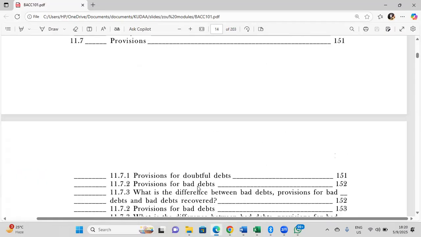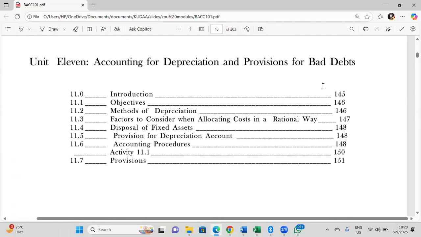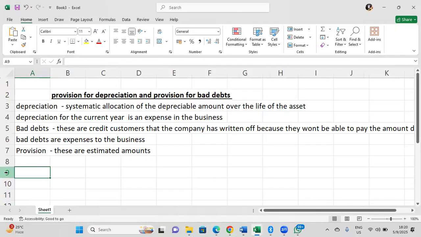Okay, let's go to our module briefly and check what we are supposed to know about. We are supposed to know about the methods of depreciation. We're going to talk about that. Then disposal of fixed assets. We're going to talk about that. Then provision for depreciation. Okay, so let's start with the methods of depreciation.